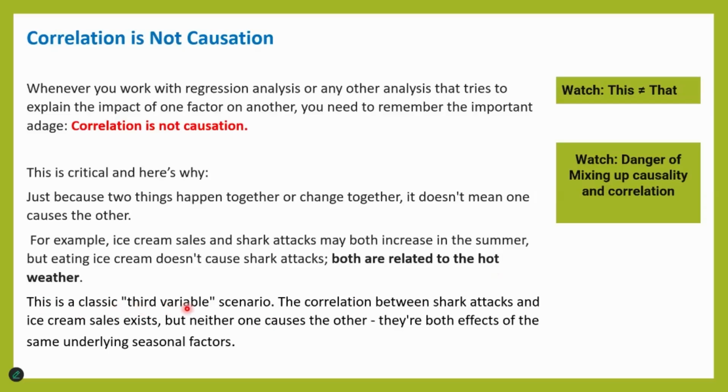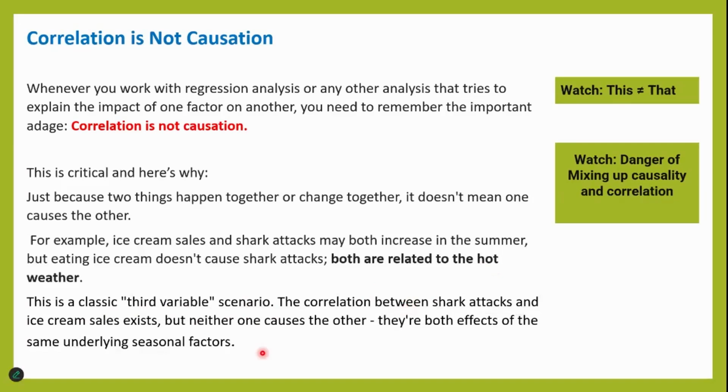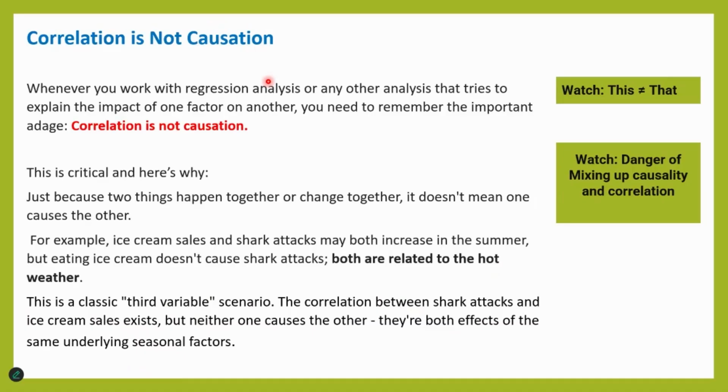This is a classic third variable scenario. The correlation between shark attacks and ice cream sales exists, but one doesn't cause the other. Both are affected by season. As it is summer, all people are going to the beach. I hope you understand this, right? Causation? Yes. Think about whether this makes practical sense. Okay, so that is what we want to do.